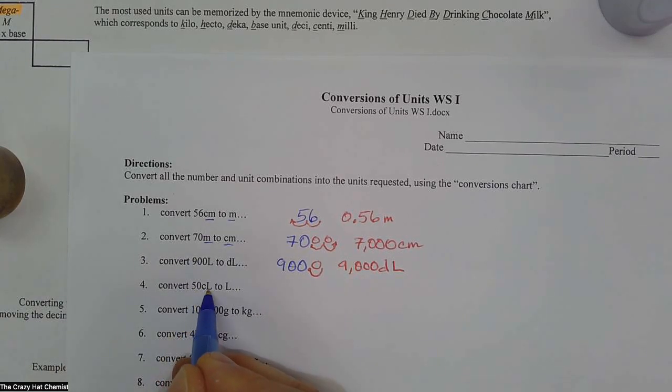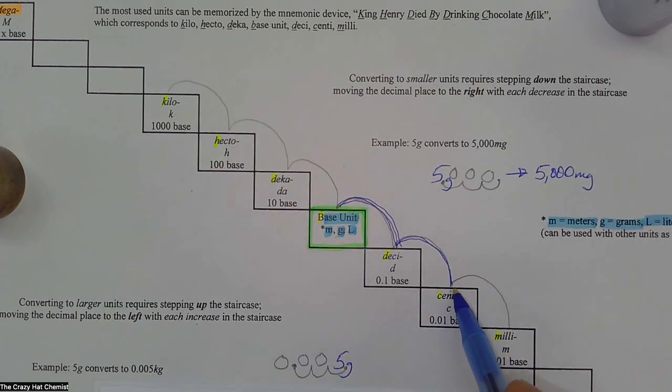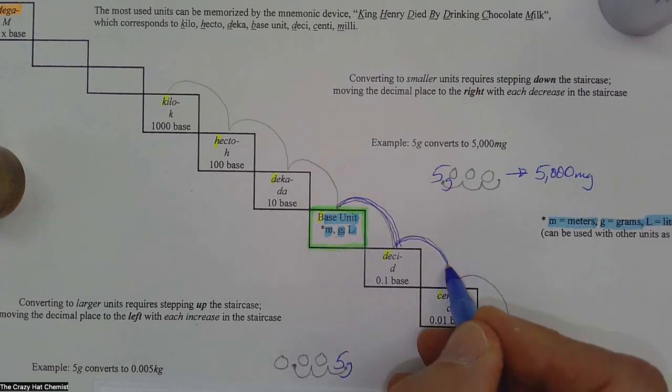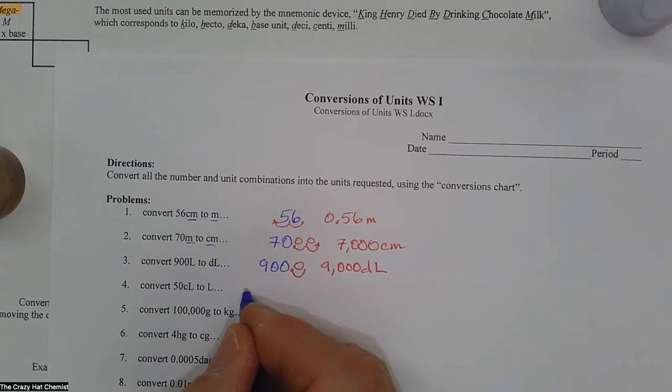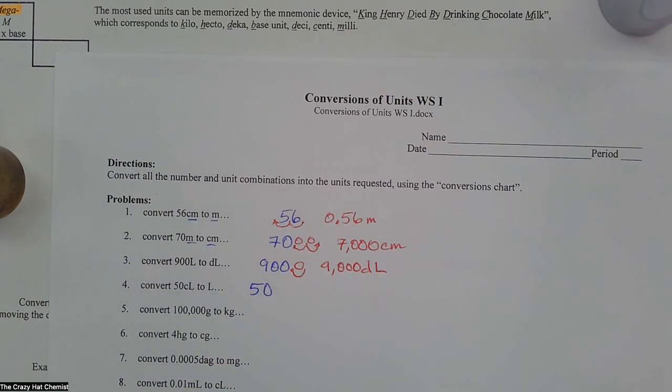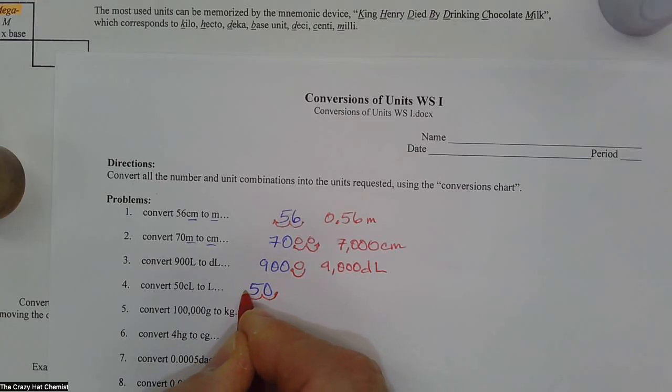Now we have 50 centiliters and we're going to convert that to liters. So centiliters, and we're going to go to liters. There's the centi, there's the liters. We're going to go up 1, 2 places to the left. So there's our 50, and we're going to go up 2 places to the left. There's our decimal, 1, 2 to the left.